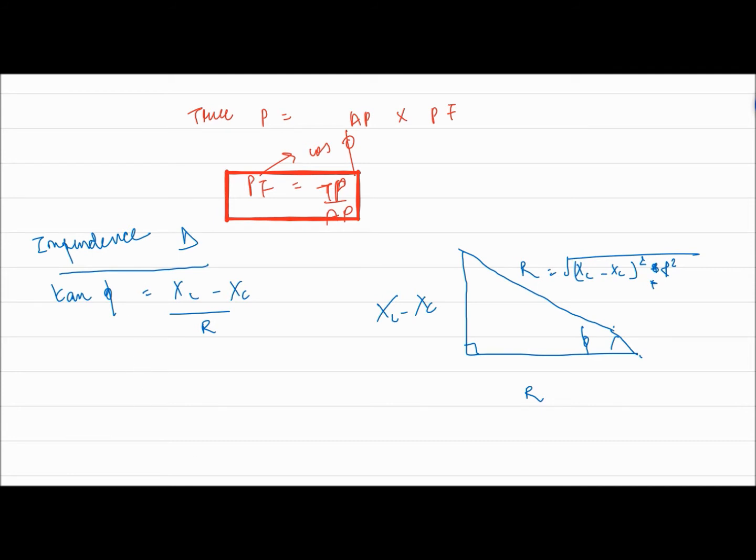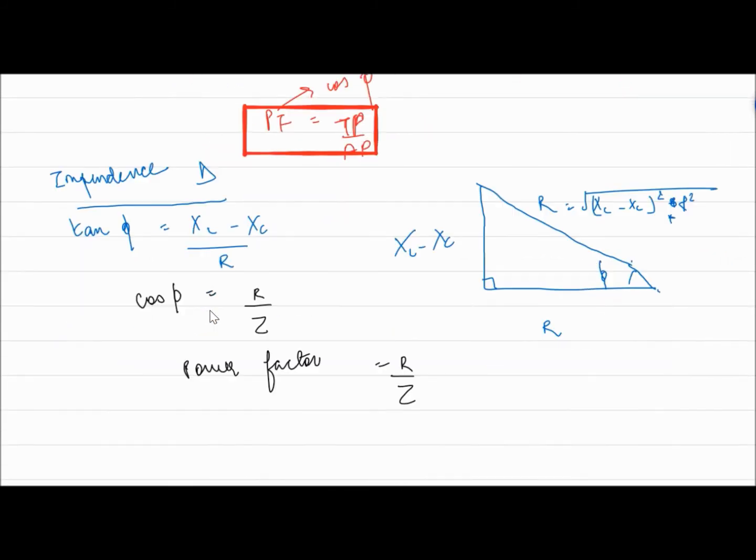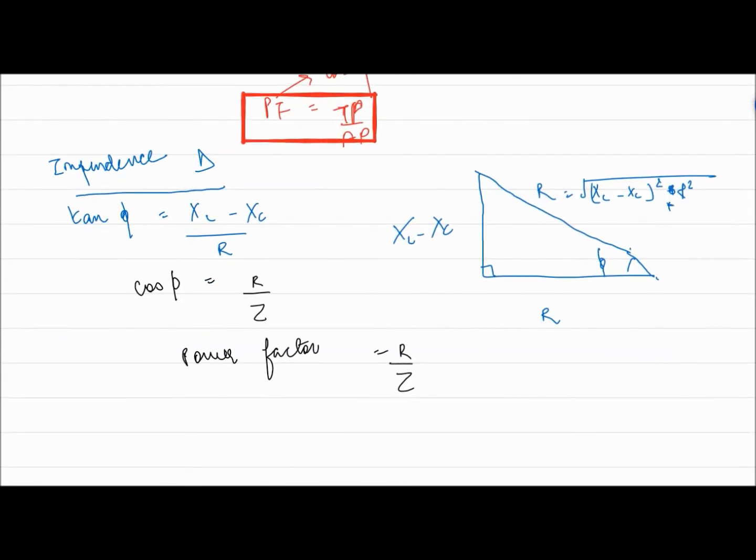What does cos phi become? Cos phi becomes R upon Z, and the power factor, which is cos phi, becomes equal to R upon Z. R is the resistance and Z is the impedance of the LCR circuit.